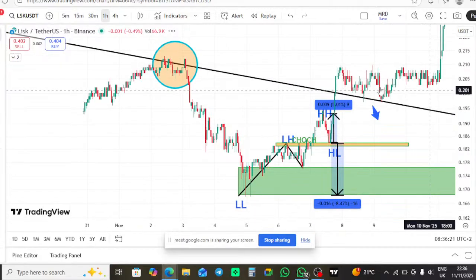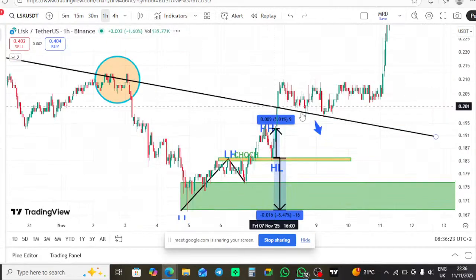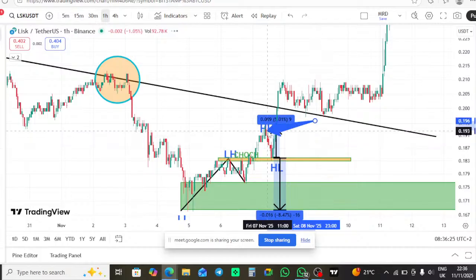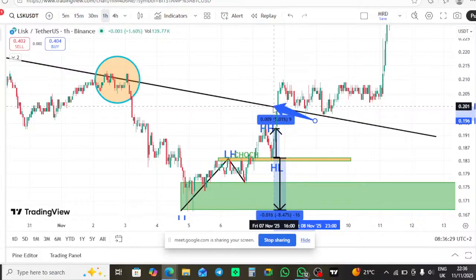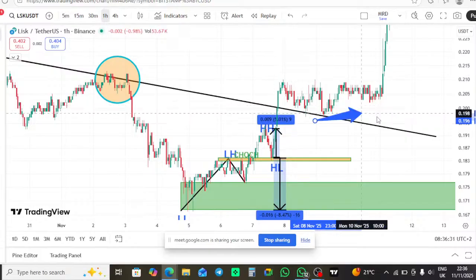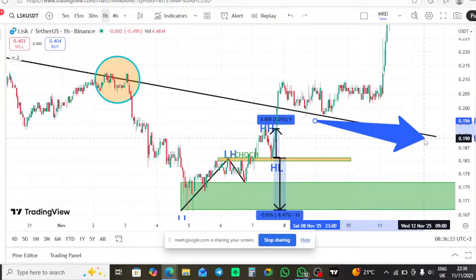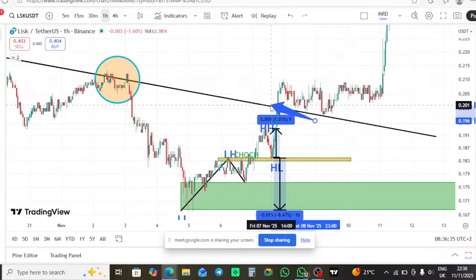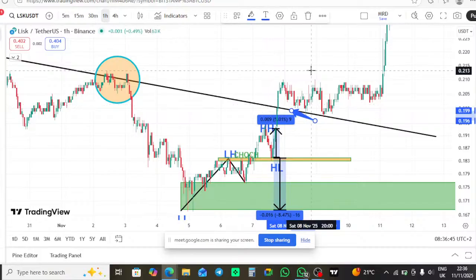Okay. We said this is 1 hour and this is our target, and it was successful, and now we are here above the trend line. The reason why we put this trend line is that it is now working as our resistance.